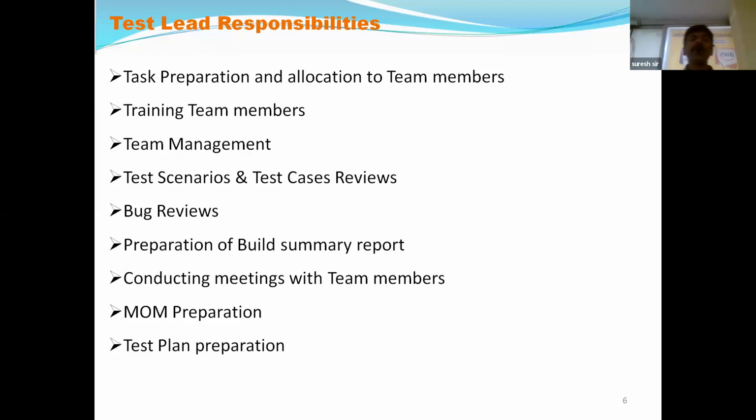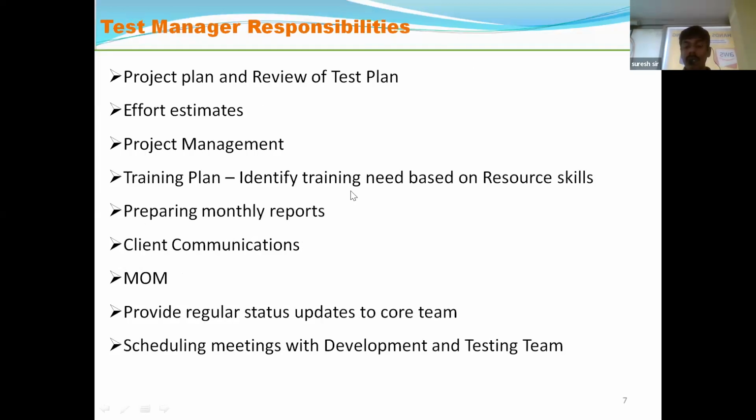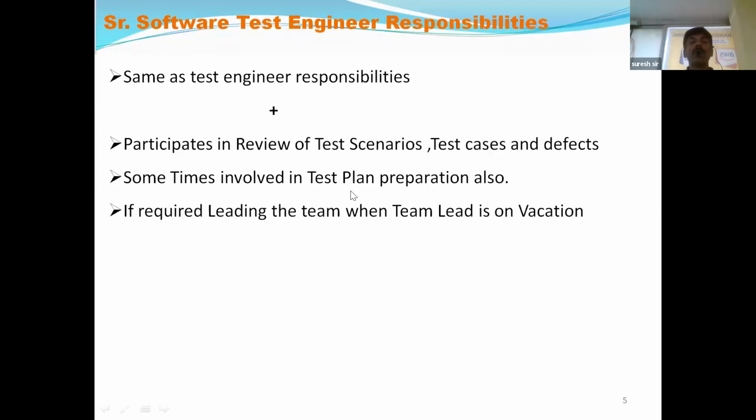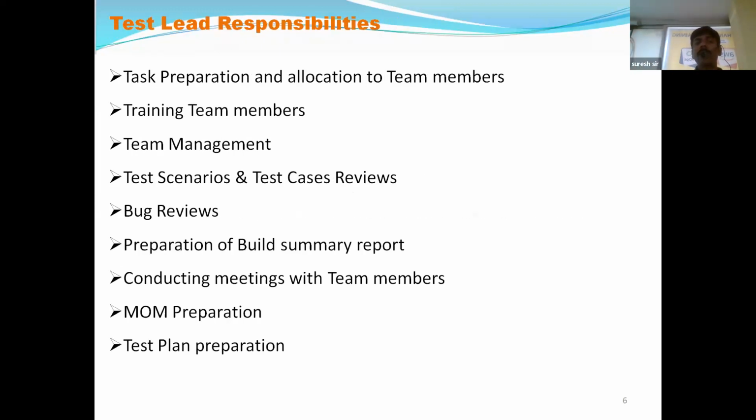Along with that, you need to take care of handling the team and doing reviews. The senior tester was already doing reviews, which you can consider the first level of review. The test lead you can consider the second level.